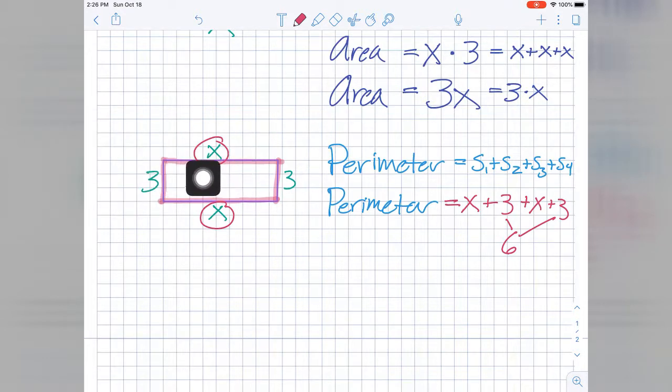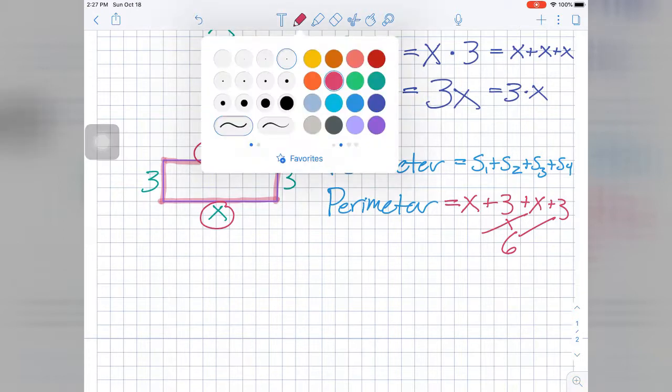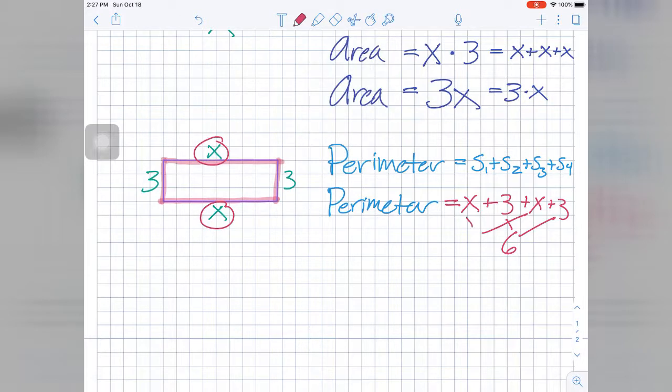But because I don't really know if X is 8.5 or 8 3/4 or 8 and 76/100ths, because I don't know that, I can't write in a value for them because I don't know what numbers I'm adding. So what I'm going to do is say, well, it's just 2 X's. An X and another X, so that's going to become X plus X. So the perimeter now is X plus X plus 6.